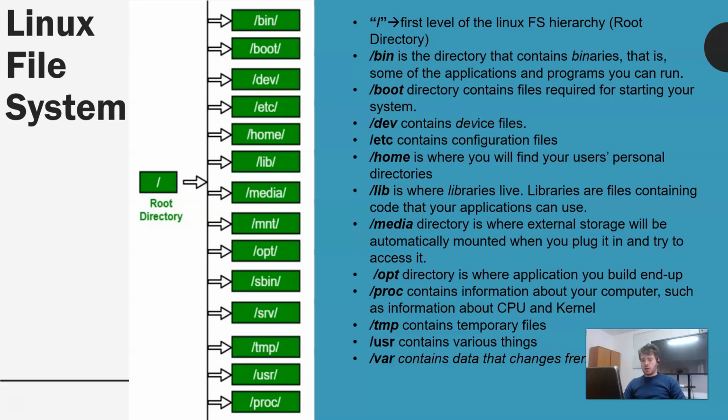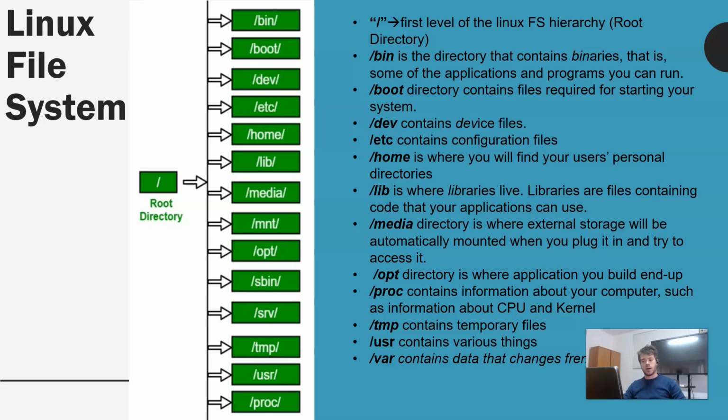And depending on the type of directory, each type of directory contains a set of information specific to it. The /bin directory is a directory which contains binaries. That is where some of the applications and programs are present. The /boot directory contains all the files required for booting the Linux system. The /dev directory contains device files, such as hard drives. The /etc directory contains configuration files most of the time. The /home directory contains the user's personal directories and files. The /lib directory contains libraries.